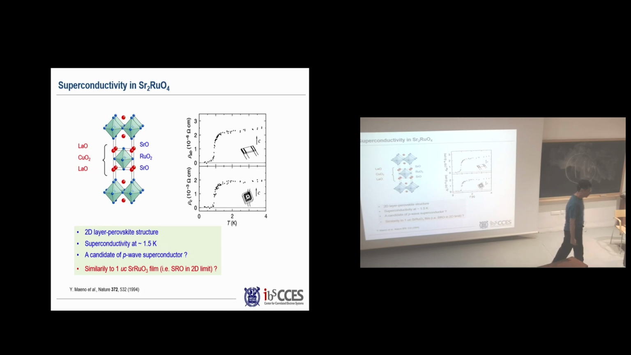And another reason we are interested in the strontium ruthenate 1, 3 compound is that the layered strontium ruthenate compound, the 2,1,4 compound, has superconductivity. So this one has the layered perovskite structure, but Professor Maeno, about 30 years ago, discovered the superconductivity, which is around 1.5 Kelvin. Under uniaxial stress, it can be as large as 3 Kelvin.